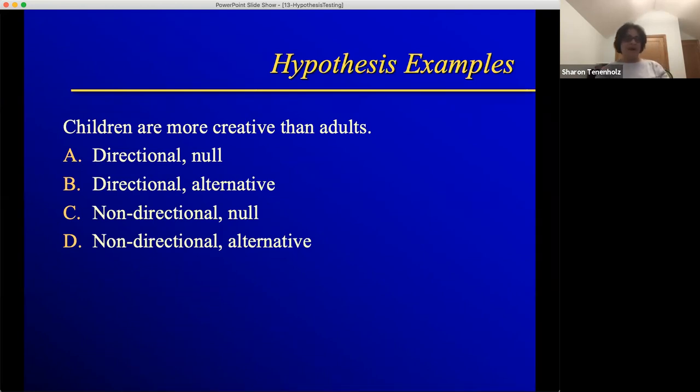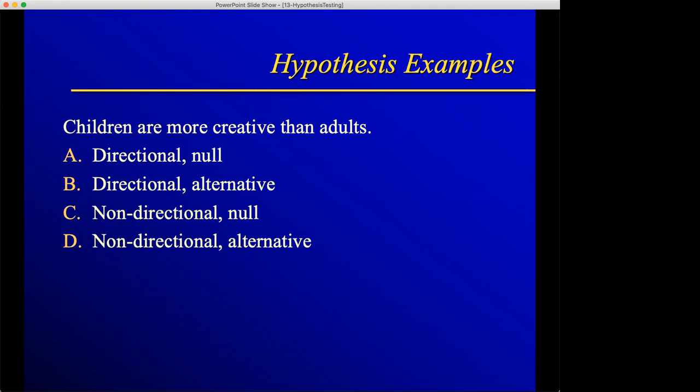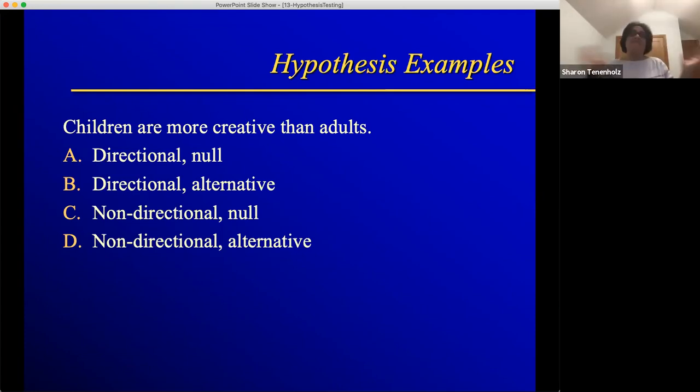Okay, I'm gonna go ahead and stop it there. Let's see what we have. The most popular answer, as you can see, is directional alternative. That answer is in fact correct. What word tells us that it is directional? More. So we're not just saying that things are different. Children are more creative. So that is directional.